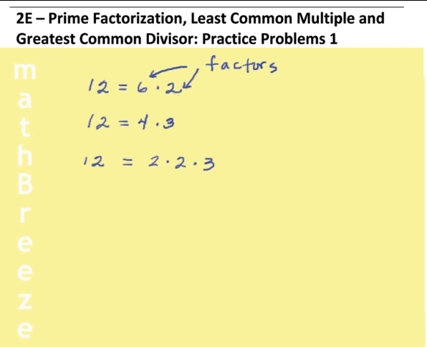12 is also equal to 4 times 3, so 4 is also a factor of 12, and 3 is also a factor of 12. Now 12 is also equal to 2 times 2 times 3. 2 is a factor of 12, and it's actually a factor twice, and 3 is also a factor of 12. Now, the 2, 2, and 3 are called prime factors because we cannot break these up into factors except for 1 times themselves. In other words, 2 is equal to 1 times 2, but we can't break it up any other way. So these are prime factors.